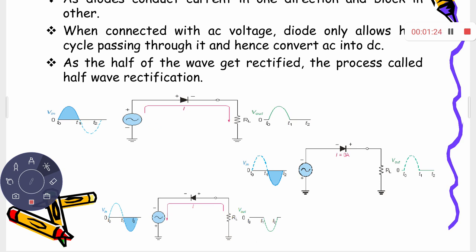Why? Because you will see that if I just consider the input side, you have both the positive half cycle and the negative half cycle present. But in the output side, you have only the positive thing, not the negative one. That means you have just got rid of this negative thing, right? So that's why it is kind of a rectifier. You can ask why it is called rectifier. Rectification means you are just getting rid of the negative half cycle, right? Although technically you can also say it is also acting as a rectifier to some extent.